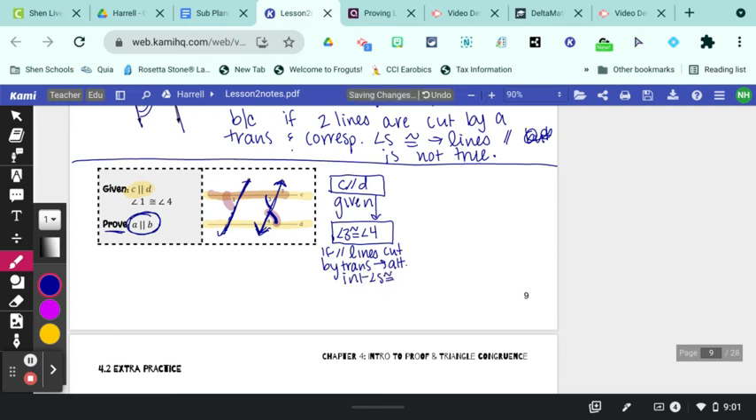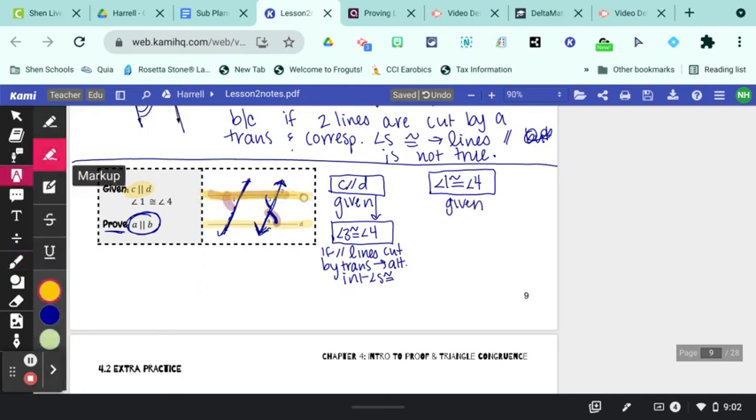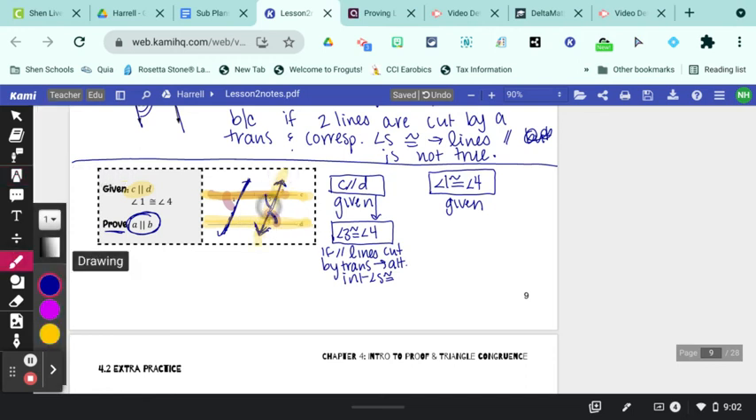Okay, now I also know that angle 1 is congruent to angle 4, right? They gave that to me. So I started with these parallels and this transversal, and that tells me 3 is congruent to 4. And if 1 and 4 are congruent and 3 and 4 are congruent, then 1 has to be congruent to 3 by the transitive property.